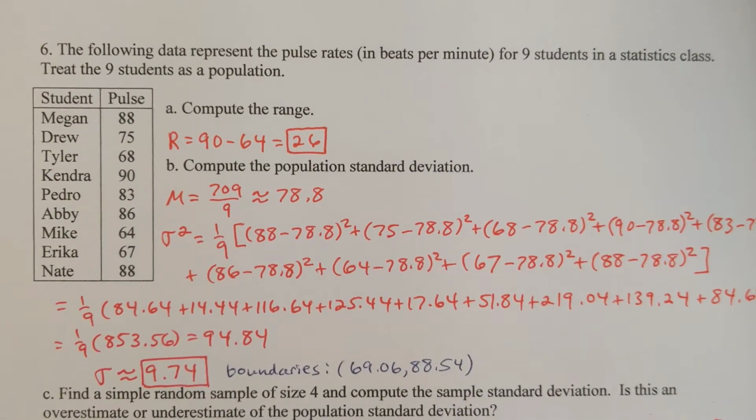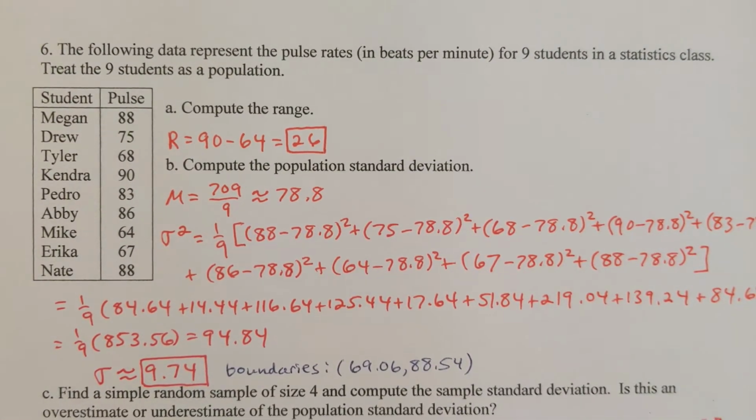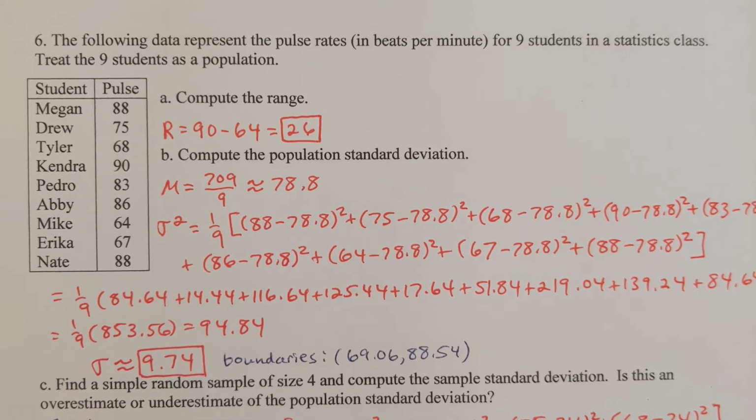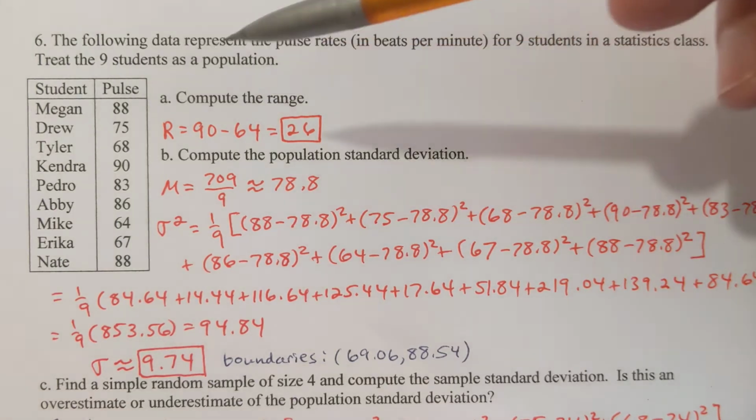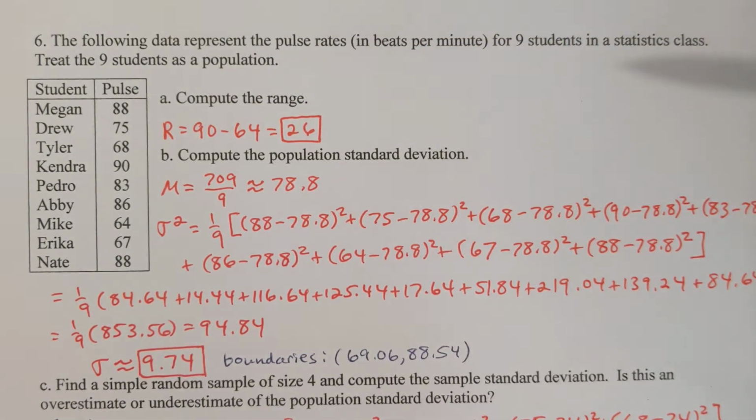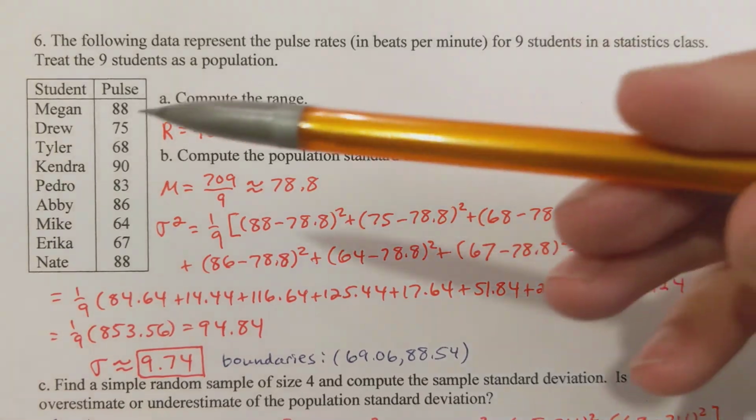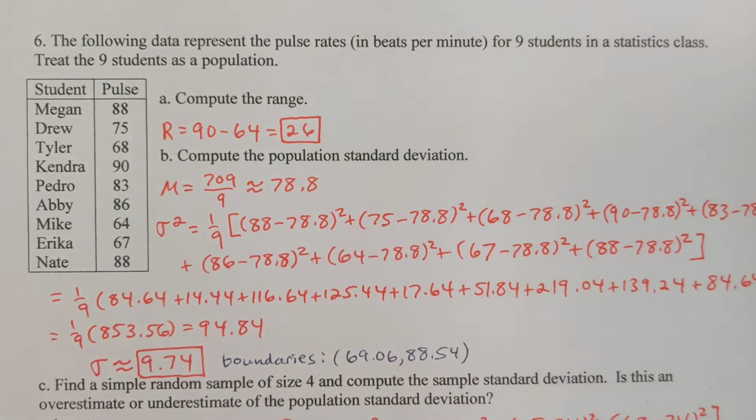Here's an example, problem 6. So we're going to treat the following data as a population. The following data represent the pulse rates in beats per minute for 9 students in a statistics class. So there's our students and there's the pulse rates.